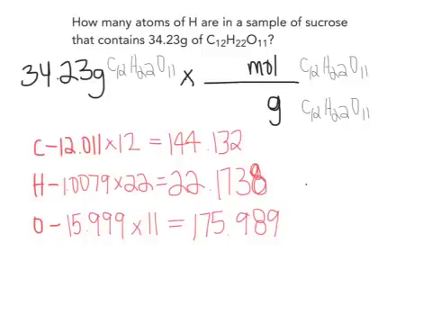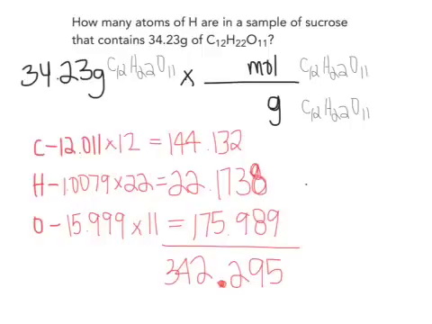From here, you want to add up all of these masses to get 342.295. So this is what you will put in the grams spot, which will give you 1 mole of sucrose. Then from here, you want to figure out how you can cancel out the 1 mole of sucrose to get closer to atoms of hydrogen.